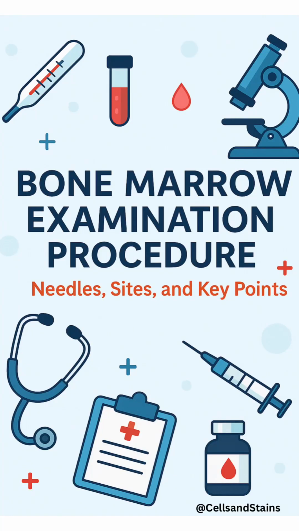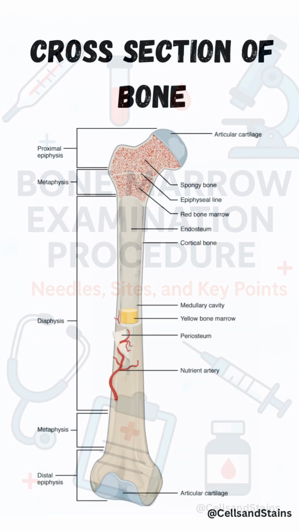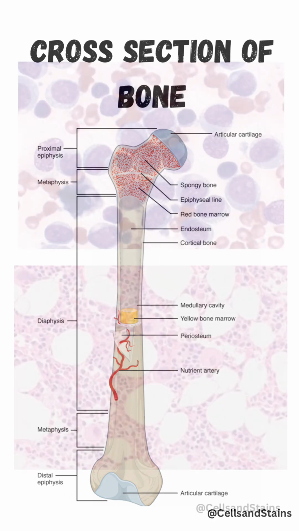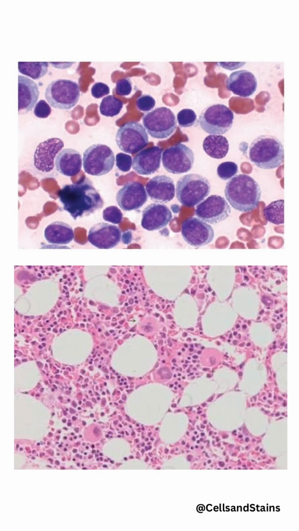Confused about bone marrow examination? Let's break it down in this short video, under a minute, crisp, clinical, and exam ready. As we all know, every bone has two parts: an outer cortex and an inner spongy medulla, which contains the marrow particles.